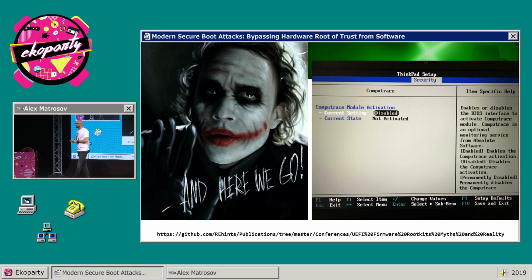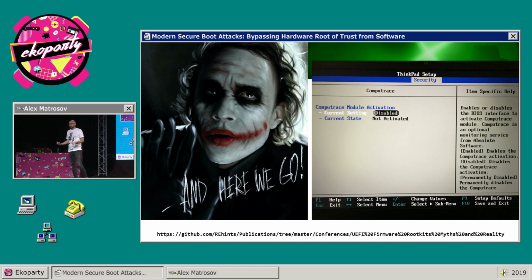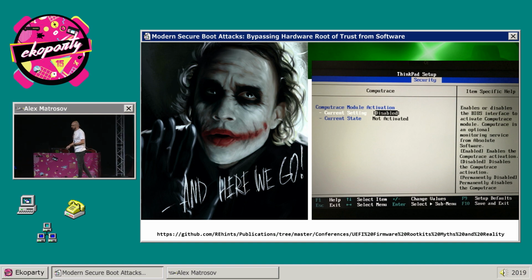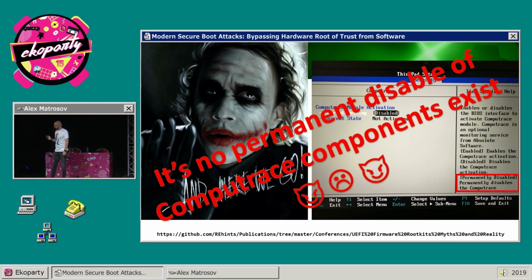And honestly, it's a bullshit option. Computrace is still active on your system. Basically it's not doing something bad, but it's still active. That means the attacker can activate it. You can actually find my slides for the previous presentation by this link. So honestly, there is no permanent disable feature for Computrace if it exists on your laptop.